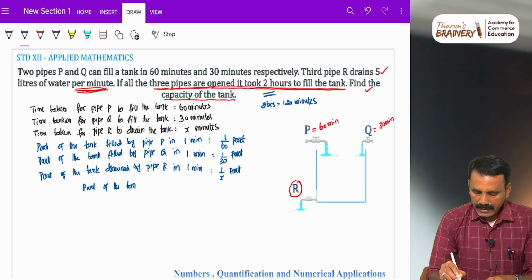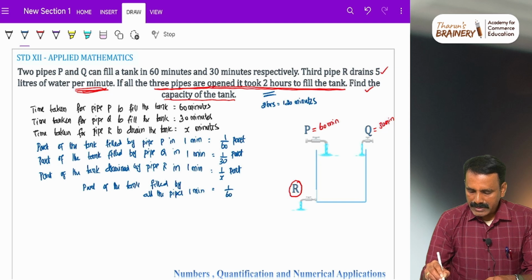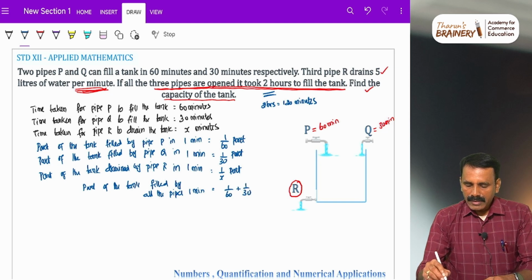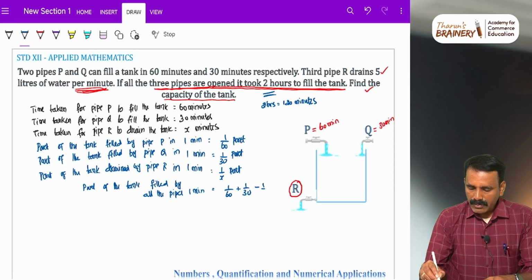Part of the tank filled by all the 3 pipes in 1 minute will be 1 by 60 plus 1 by 30. They are going to fill it. This third pipe is going to drain. So we have to subtract minus 1 by X.